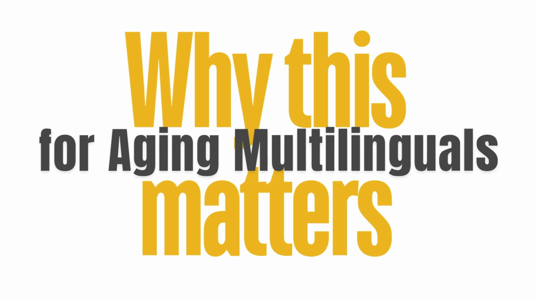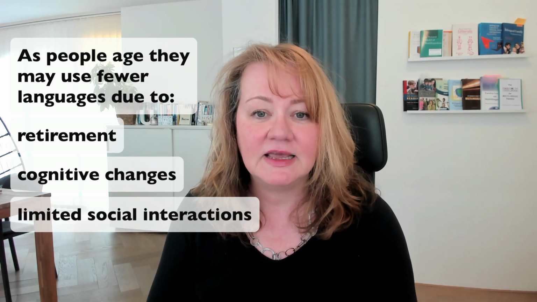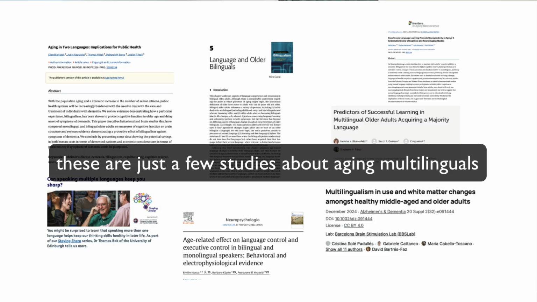In fact, it's not just younger multilinguals who face these challenges. Aging multilinguals are also at risk. As people age, they may use fewer languages due to retirement, cognitive changes, or limited social interaction. The less used languages might start to fade, but they're often tied to deeply emotional memories. In fact, research shows that keeping multiple languages active can help delay cognitive decline. So, helping older adults maintain their languages isn't just about connection, it's also about their overall health.